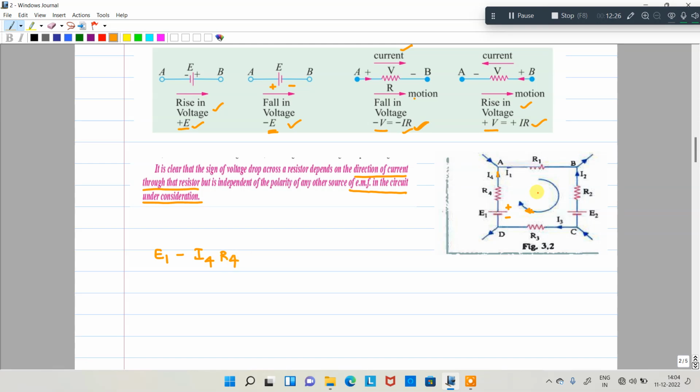Got my point? Coming to here. This is the direction, right? This is the direction. The arrow direction is the same as this arrow direction.